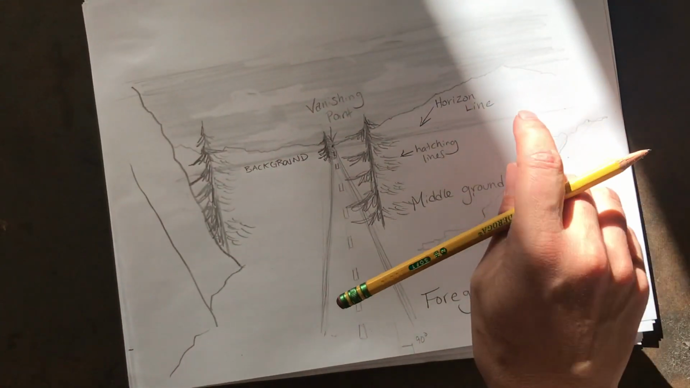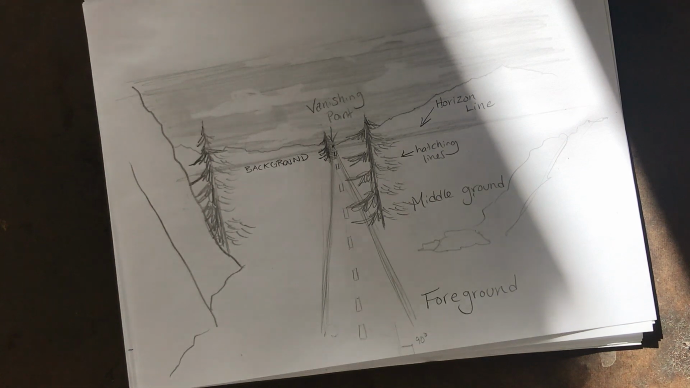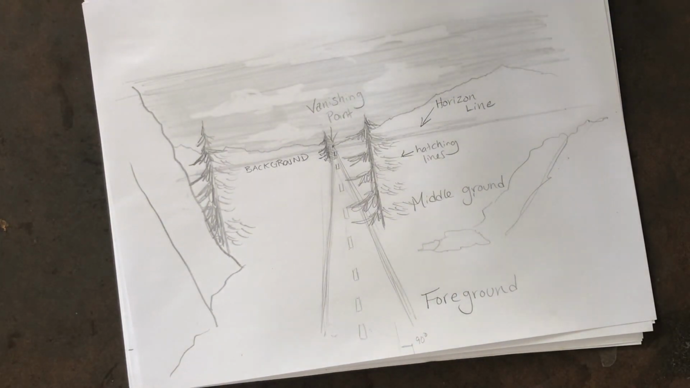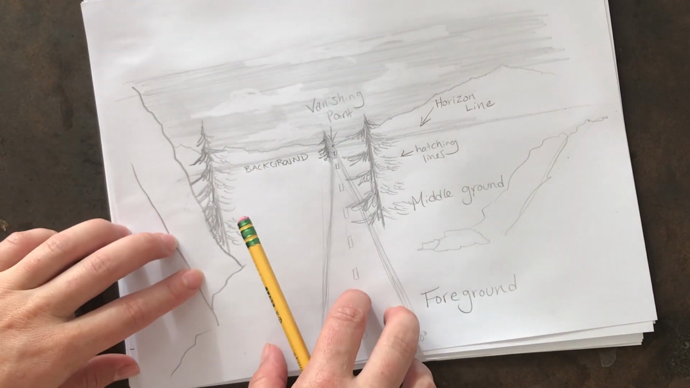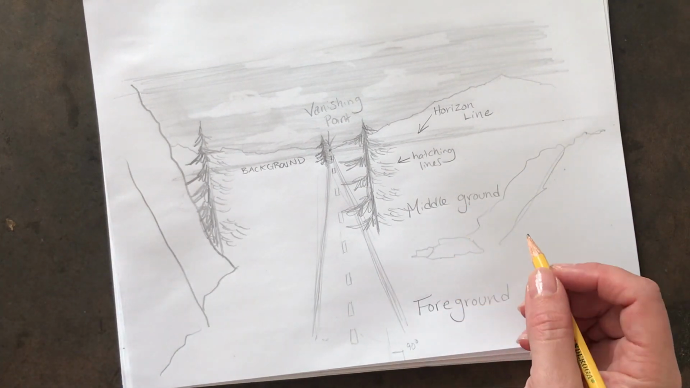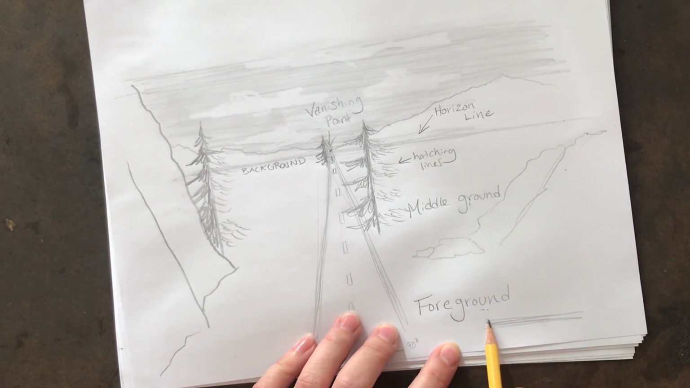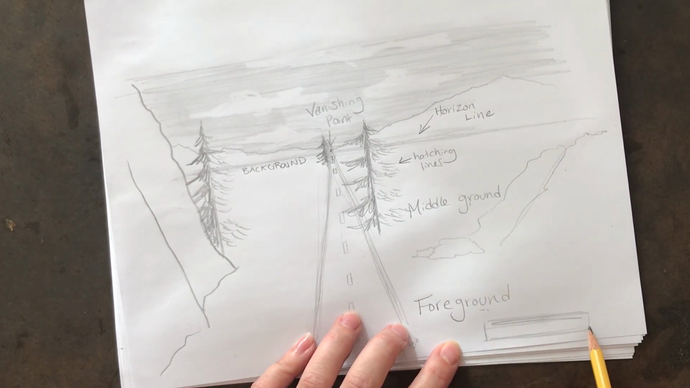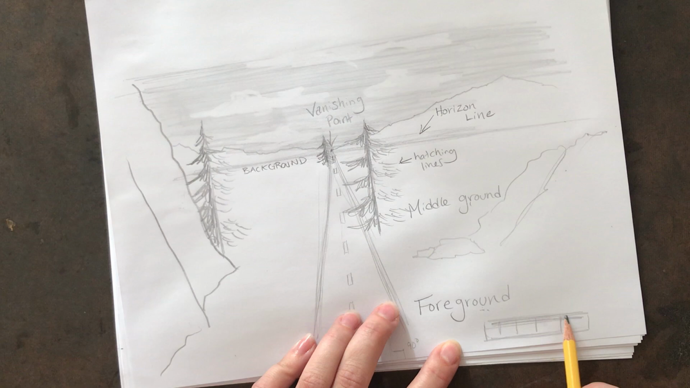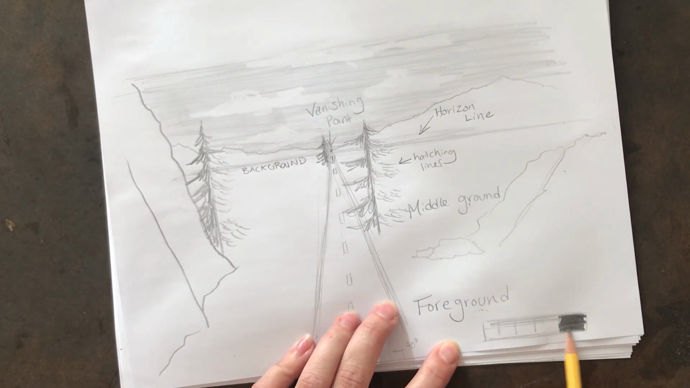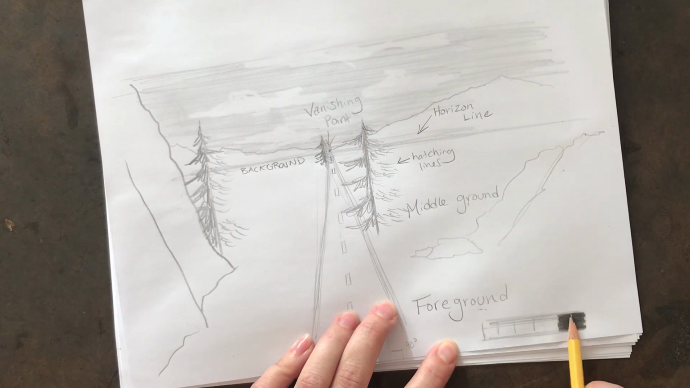I'm gonna just fix the light on the paper. Okay, now we're gonna shade our mountains. So the mountains in the foreground are going to be the darkest. So I'm gonna create a really quick value scale over here with 5 value steps. 1, 2, 3, 4, 5. The 5th value step is going to be very, very dark, the darkest that I can make with a pencil.